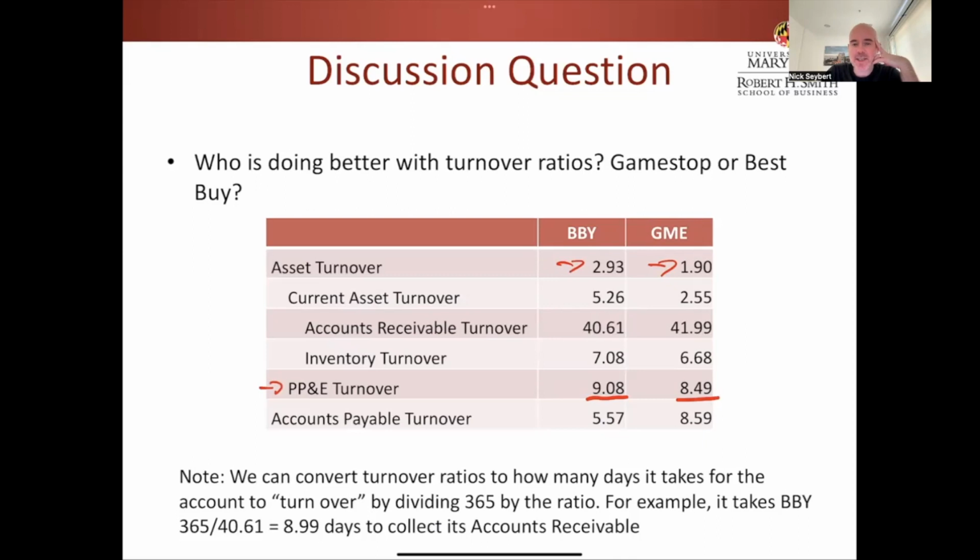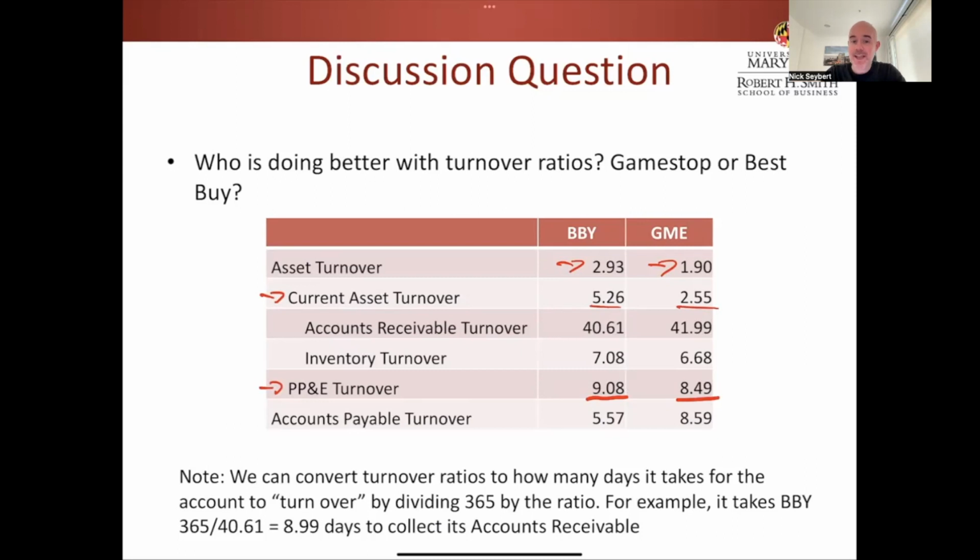All right, so that doesn't really explain the huge difference. Let's look at current assets. Okay, now we're getting somewhere. Okay, so Best Buy has twice the current asset turnover of GameStop. Huh. So something about GameStop's current assets, they're not being efficiently utilized.